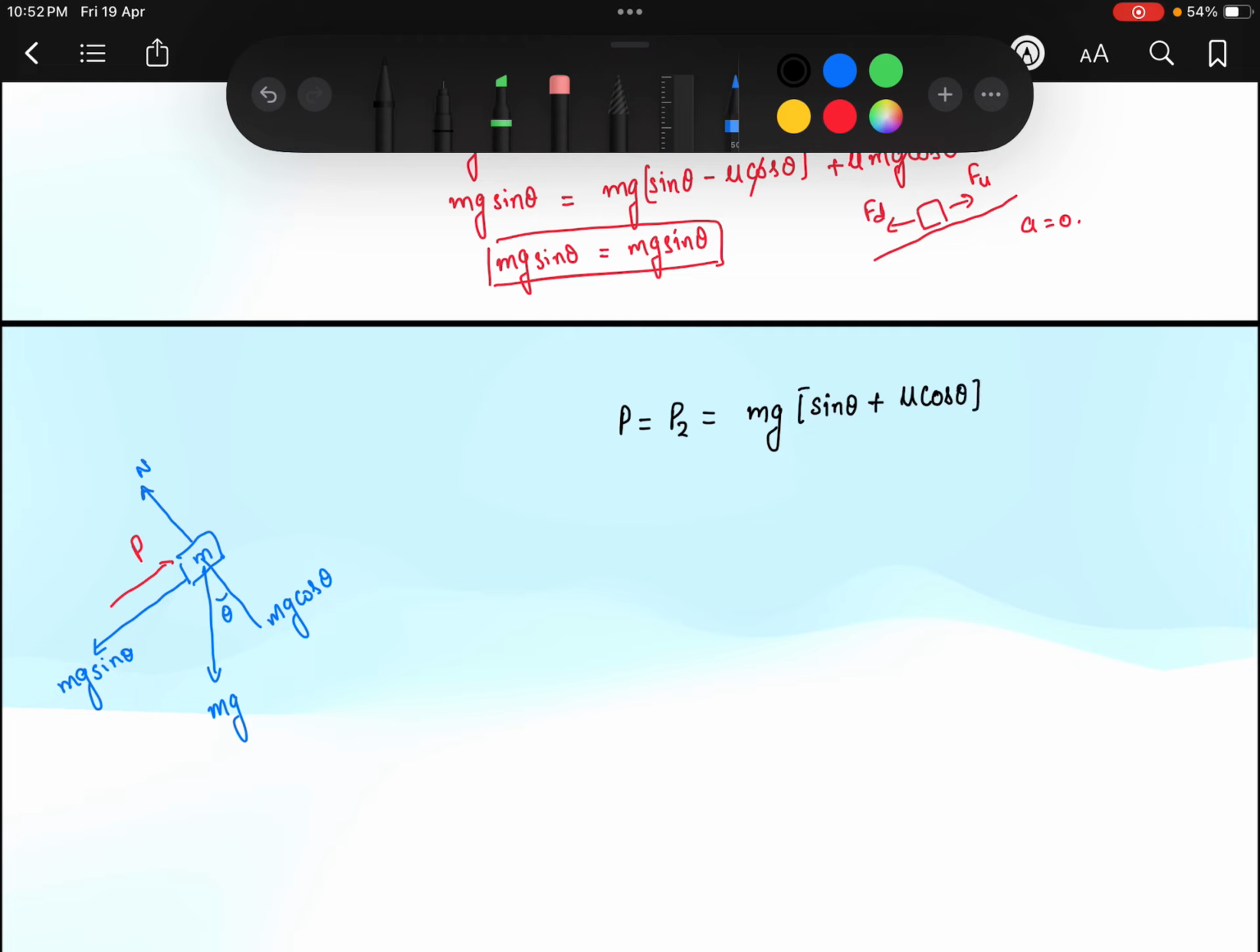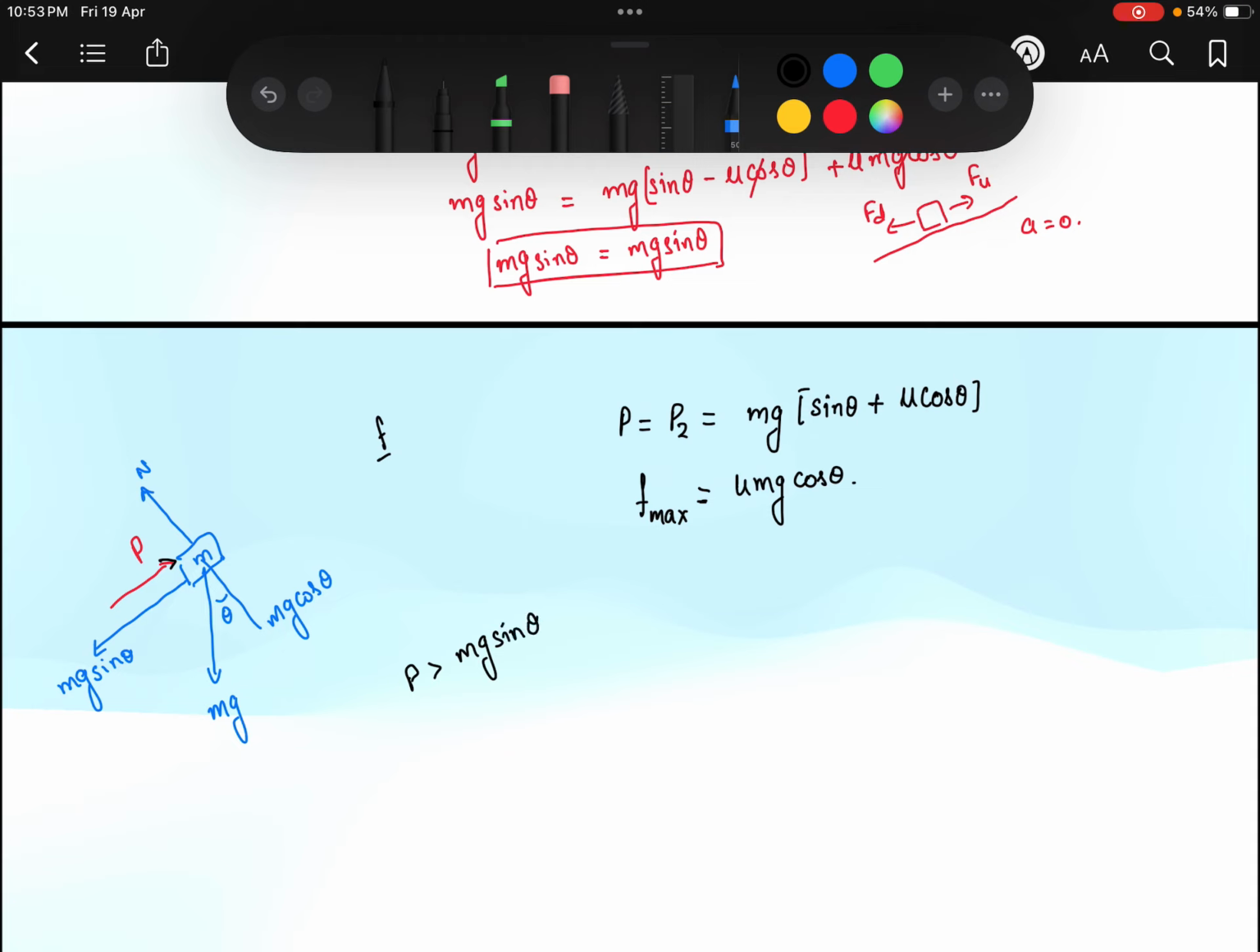Okay. So in this block there will be a friction force acting, let us suppose that is F, and we know that the maximum value of this friction force, F max, will be equal to mu into mg cos theta. Okay, so in this case, when P is equal to mg into (sin theta plus mu cos theta), that means this P is greater than mg sin theta.